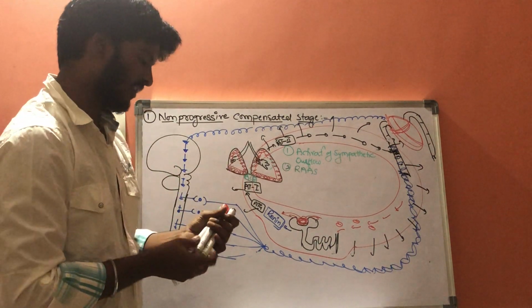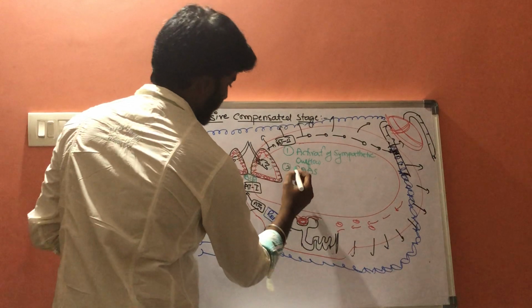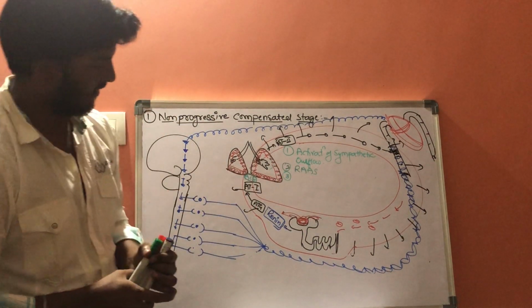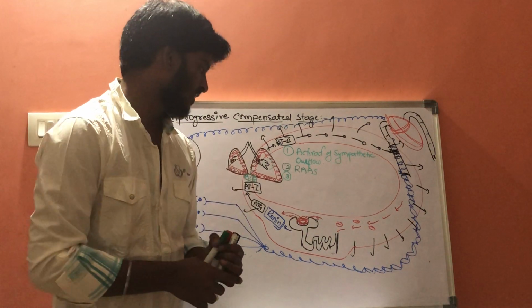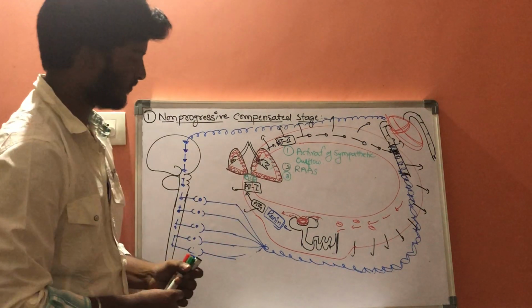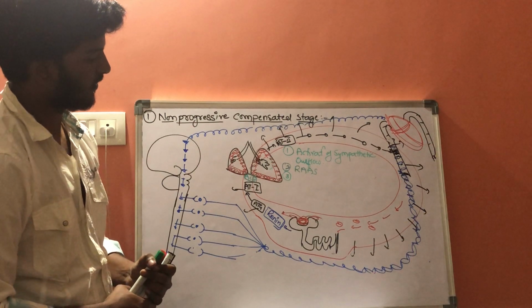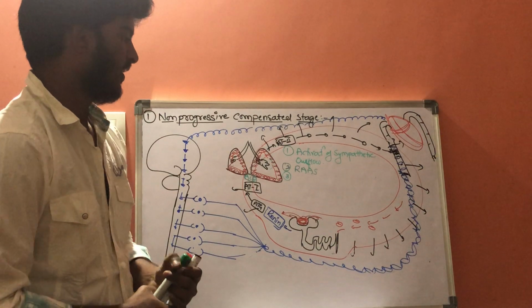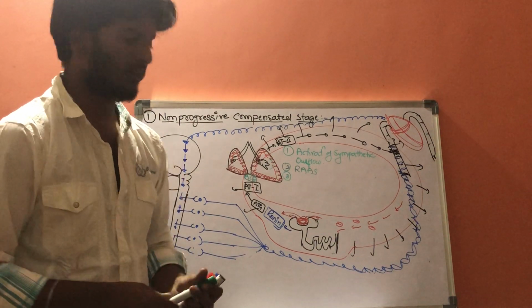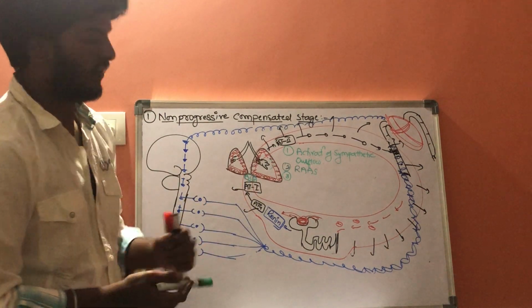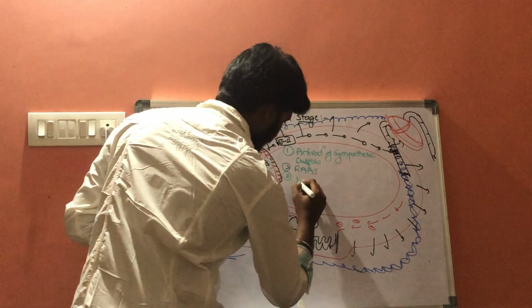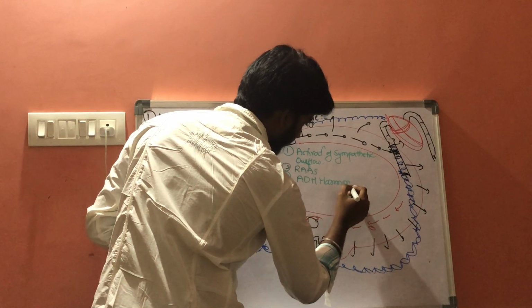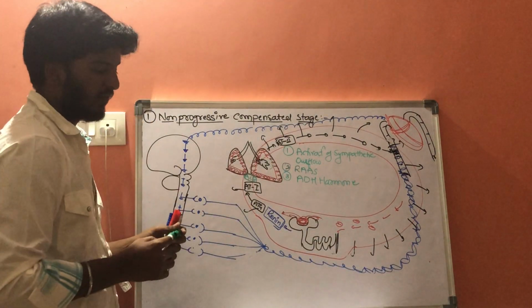And coming to the third compensatory mechanism. What is the third compensatory mechanism? There is overproduction of ADH hormone.